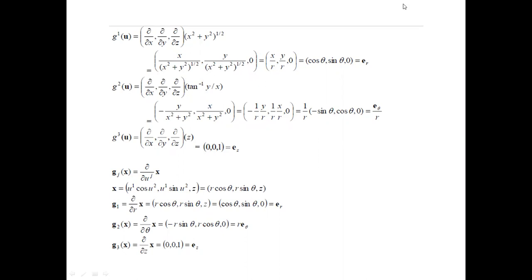g_j of x, that is the covariant basis, is ∂x/∂u_j. This x is u1 cos u2, u1 sin u2, z, which is r cos θ, r sin θ, z. g1 is ∂x/∂r, which is cos θ, sin θ, 0, which is e_r. g2 of x is ∂x/∂θ, which is −r sin θ, r cos θ, 0, which is r e_θ. g3 of x is ∂x/∂z, which is 0, 0, 1, which is e_z.